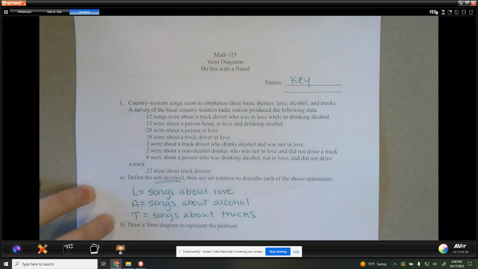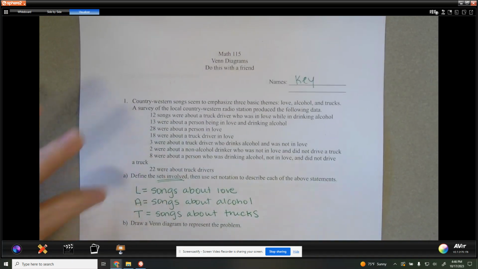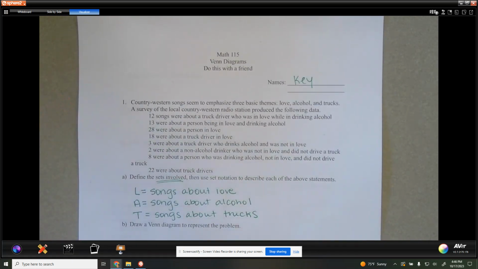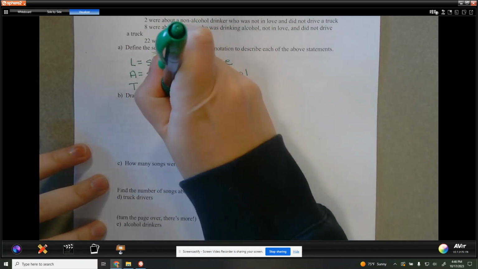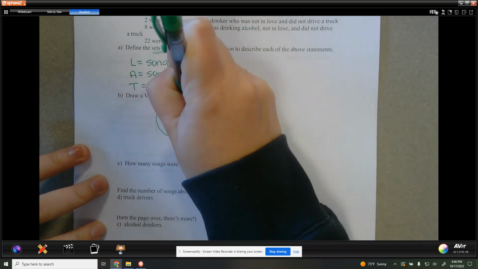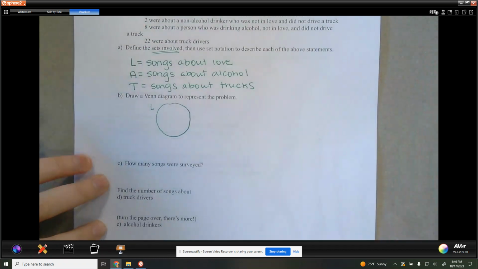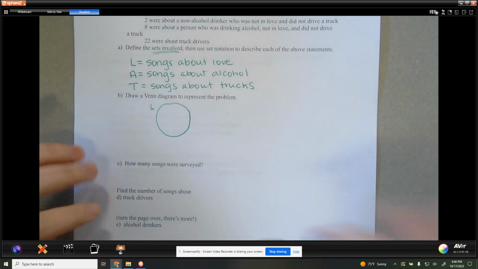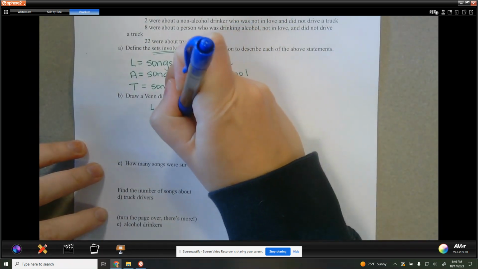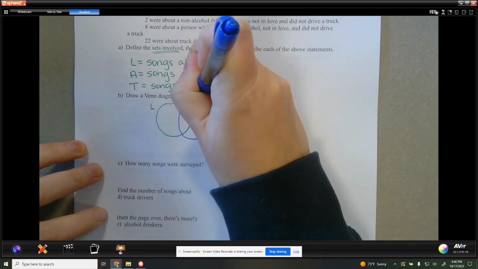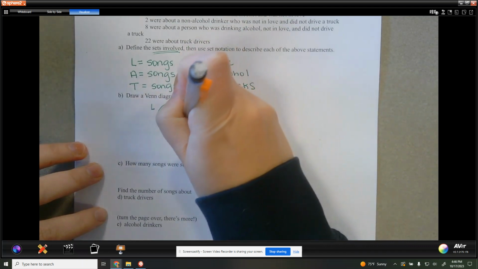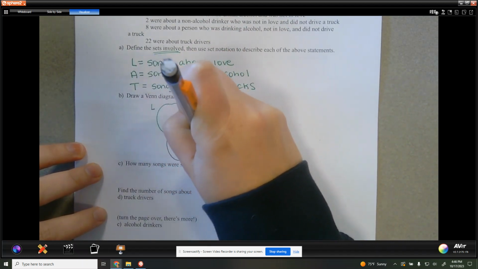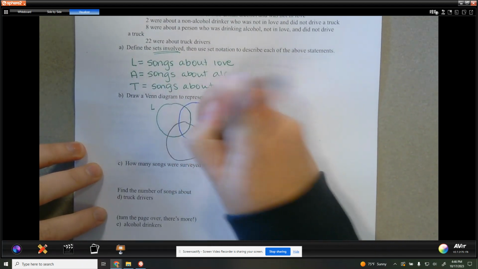All right, so this is going to be a 3-circle diagram because we have 3 sets. So I'm going to come down here, and I'm even going to color coordinate this. So this is set L, all my songs about love. And then some overlap here. I got songs about alcohol. And my pencil will be songs about trucks.